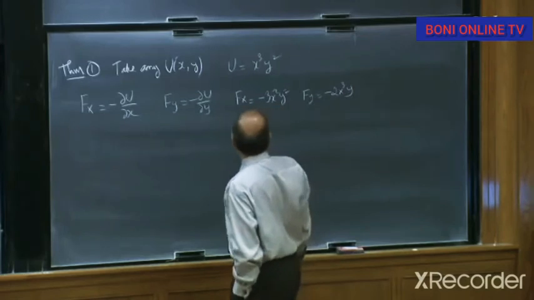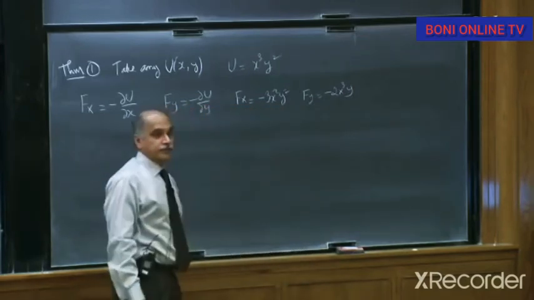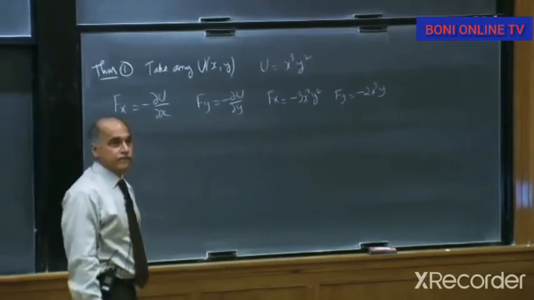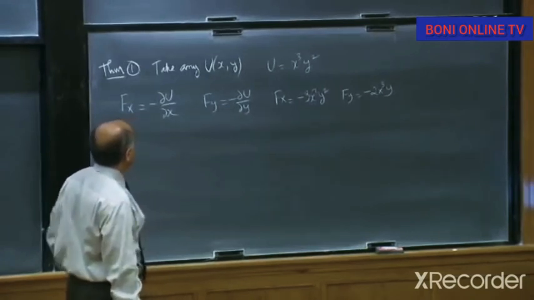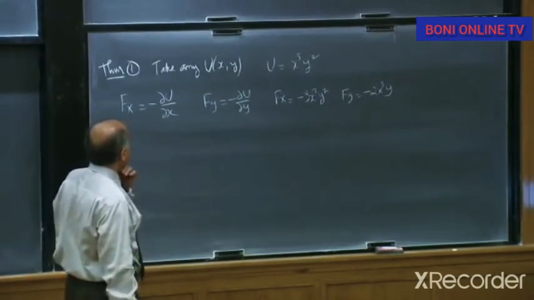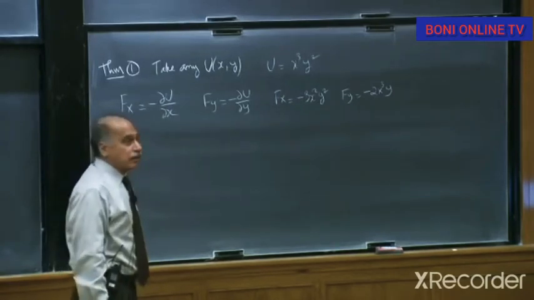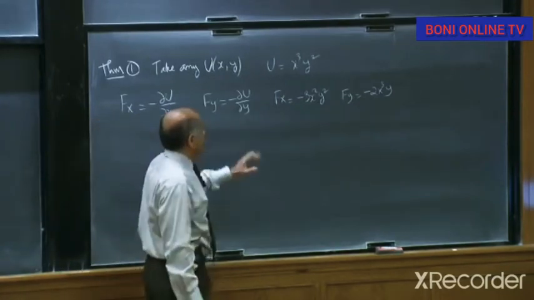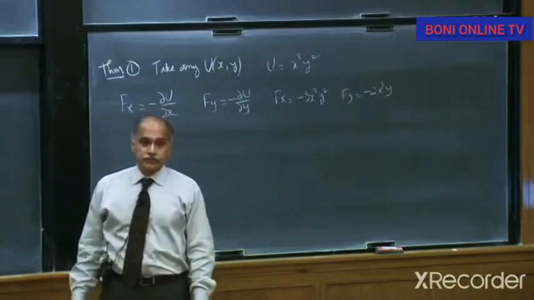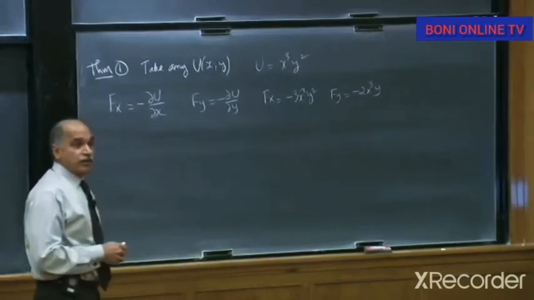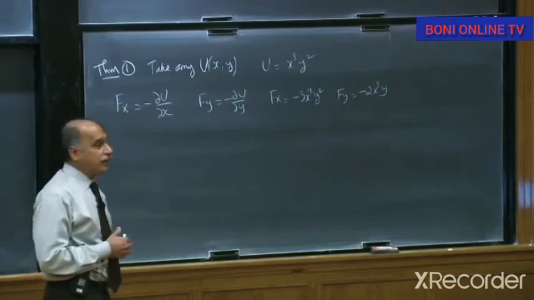3x squared y squared and minus 2x cubed y. Let me see if I got that right, because you guys have been catching it too many times. Okay, I think that's all right. This force is guaranteed to be conservative. I will show you why that is true. Why is this magic working?